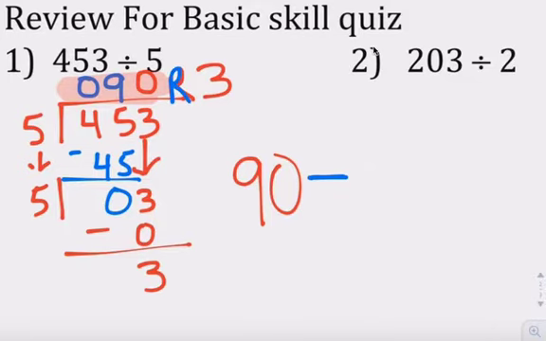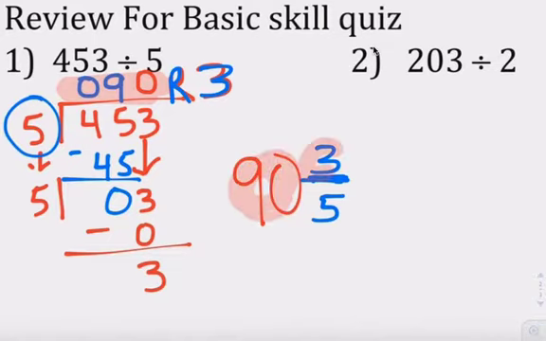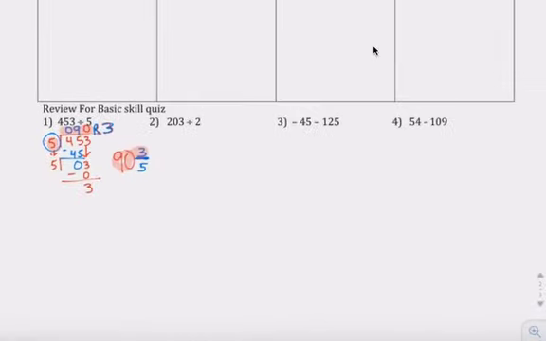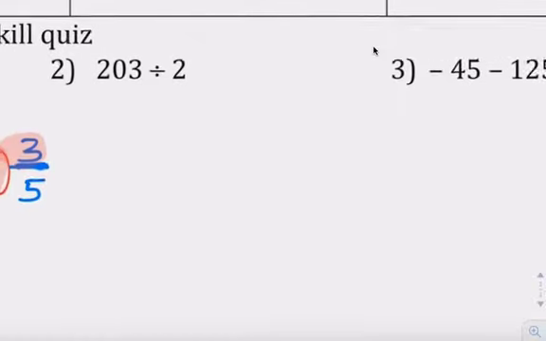Instead of this R, we put this 3 here, over the denominator, the outside number 5. It's 90 remainder 3. The denominator is this number. Okay, I'll do this one too.